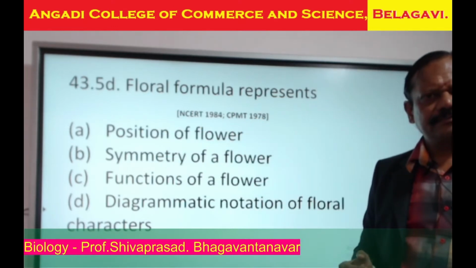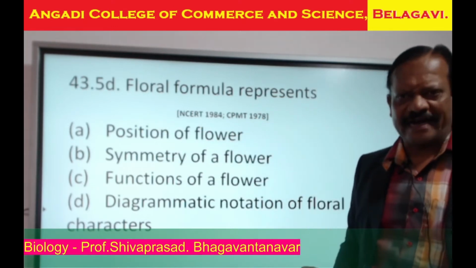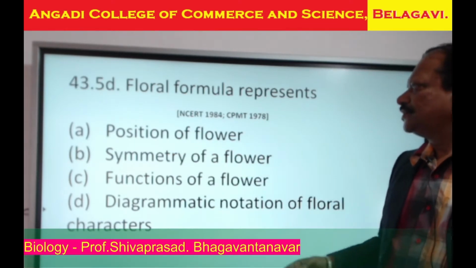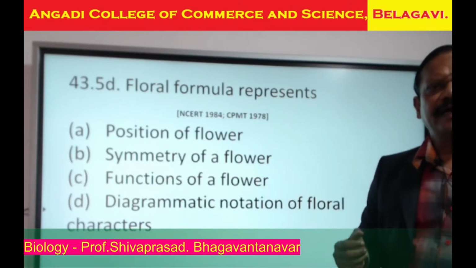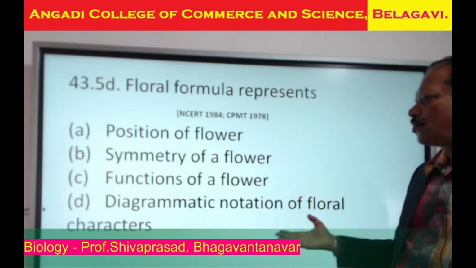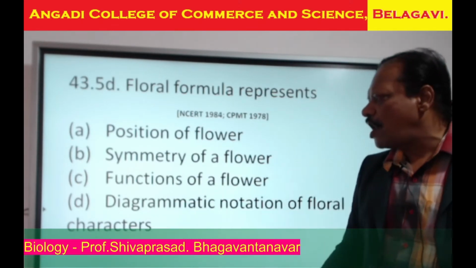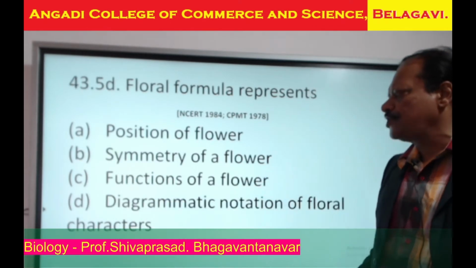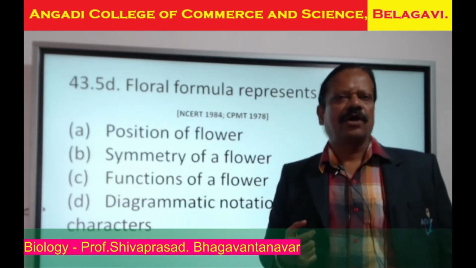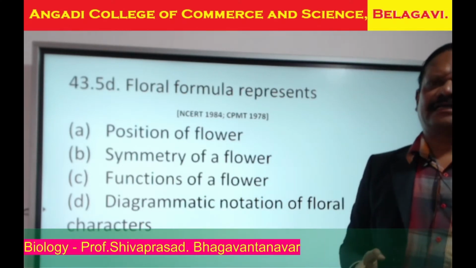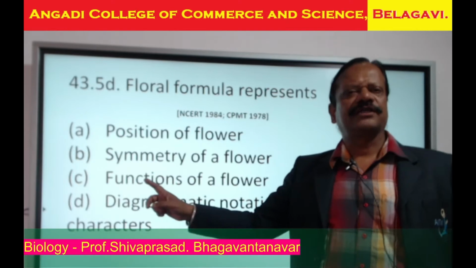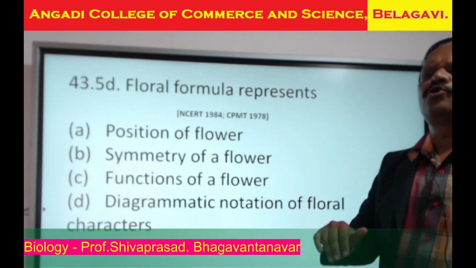Position of the flower, it is not correct. Symmetry of a flower, it is also not correct. Functions of a flower, it is also wrong. Then the diagrammatic notation of floral characters. So option D is the right answer. What we used to say, diagrammatic notation of the floral characters. So mapping of the floral characters, that people are calling floral formula. So in this question, option D is the right answer. We'll move to the next question.